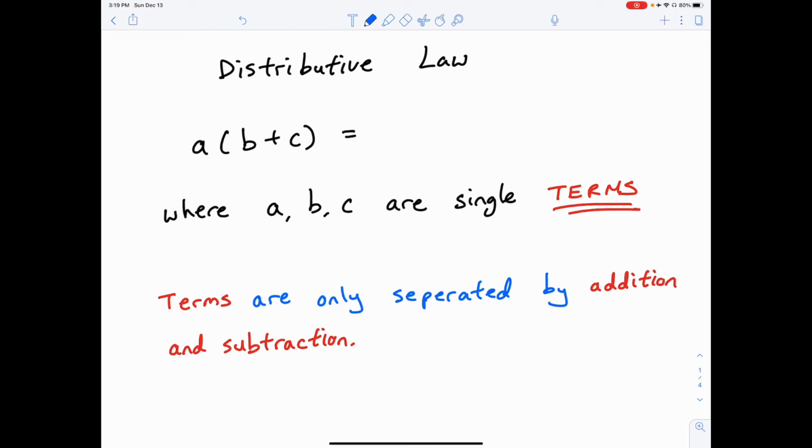Hello everyone, today we are talking about distributive law. So let's take a look. First of all, we have here A bracket B plus C.